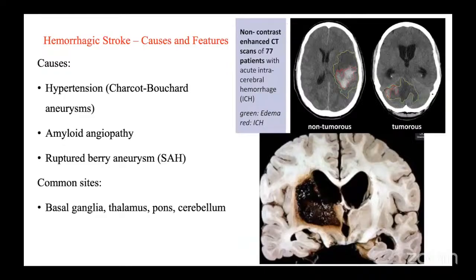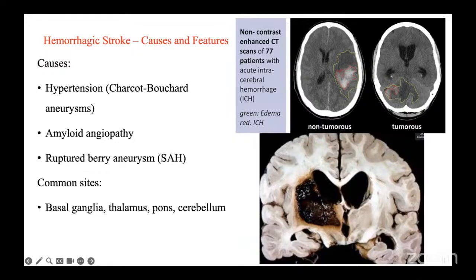Now we come to the hemorrhagic stroke. The causes of hemorrhagic stroke are hypertension, amyloid angiopathy, and ruptured berry aneurysm, and the common sites are the basal ganglia, thalamus, pons, and cerebellum. This is the non-contrast CT scan with acute intracerebral hemorrhage. As we can see, the red area is the hemorrhage, and the surrounding green area is the edema, which we see in the CT scan as a gray zone.